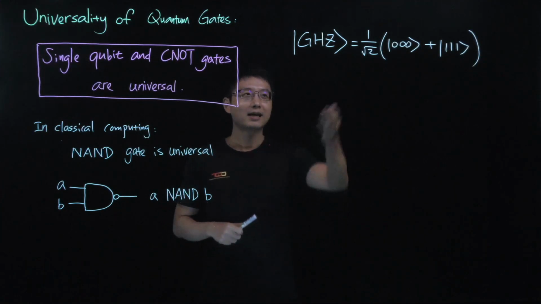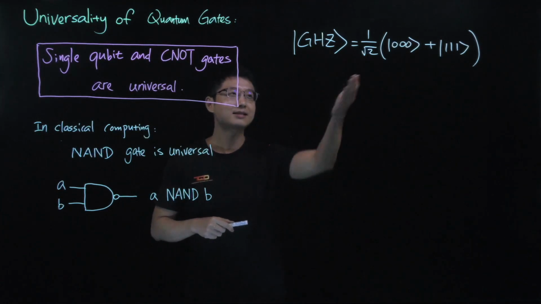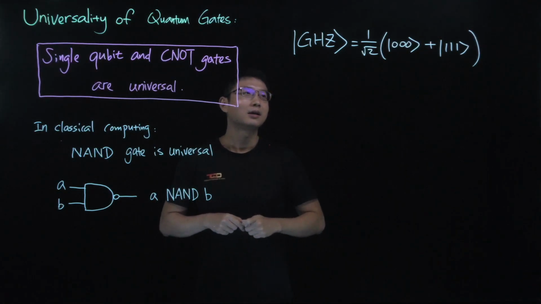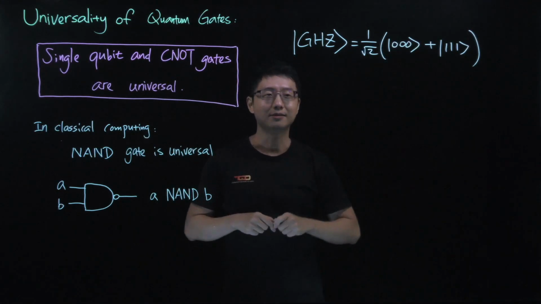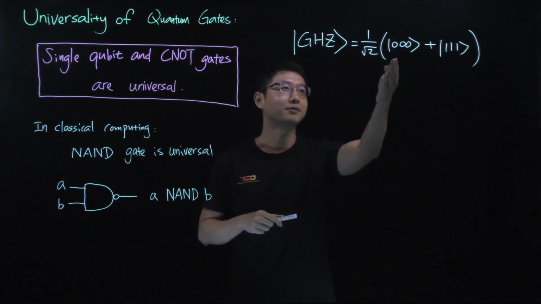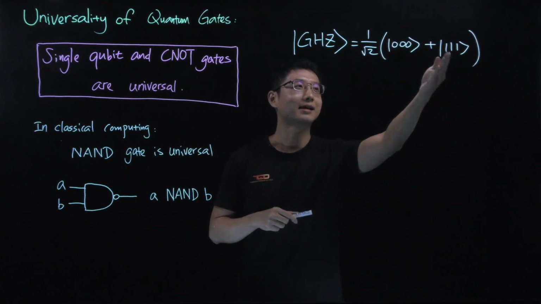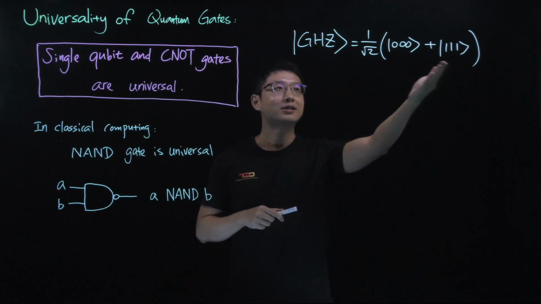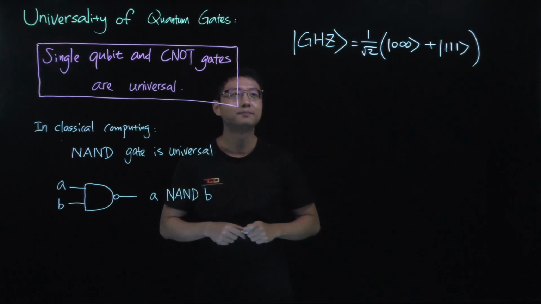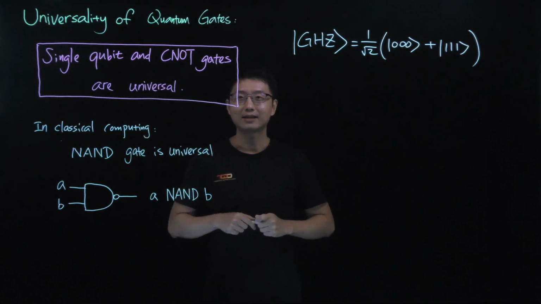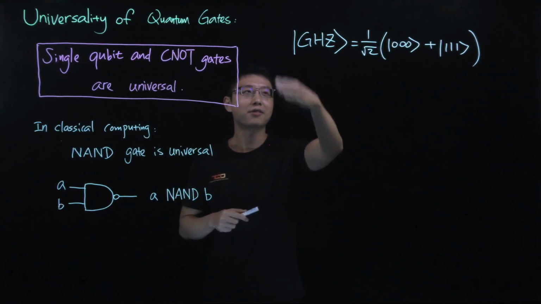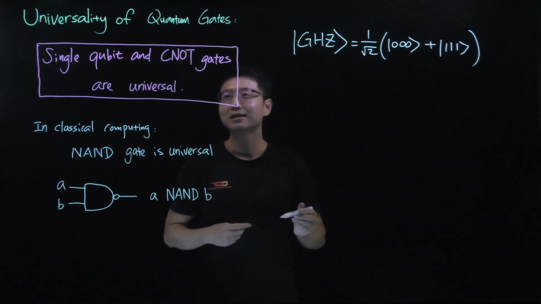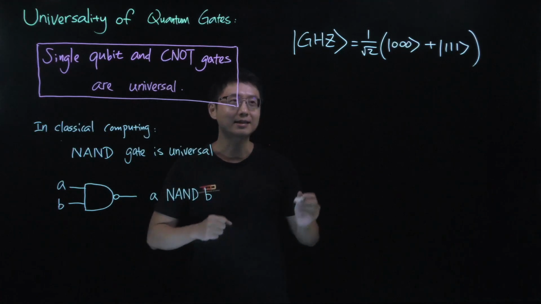So this state is an entangled state and is said to exhibit genuine multipartite entanglement. As you can see here, if the first qubit is 0, the second and third qubit must also be 0. And if the first qubit is 1, the second and third qubit are also 1. This is similar to the Bell state, but here it's a genuine multipartite entangled state. To create this state, it seems we need a gate that entangles the 3 qubits as a whole. However, it is actually possible to generate this state using just CNOT gates and single qubit gates.